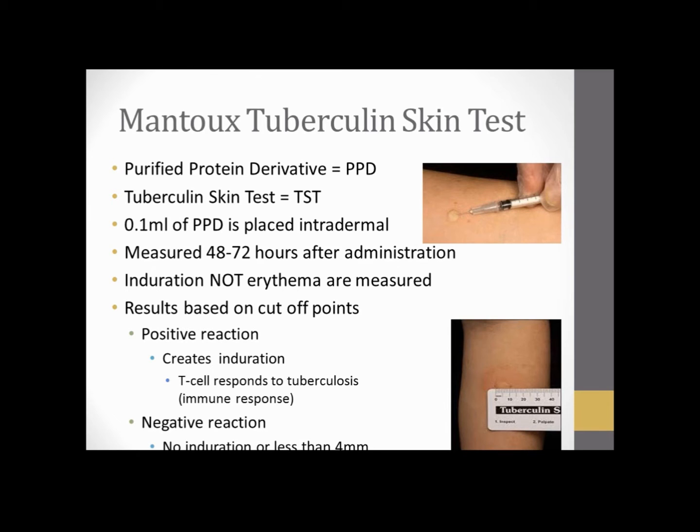And if you see the picture here, you can see that there's redness around the induration. You can see the induration marked off with a pin. So again, they're measuring the induration only, not the redness.